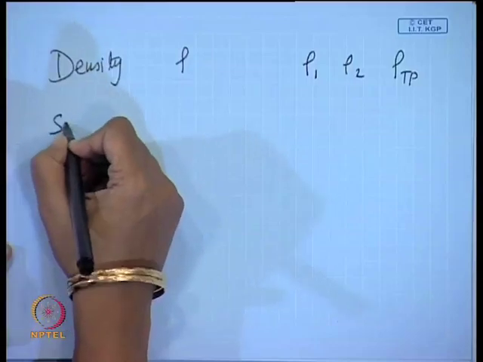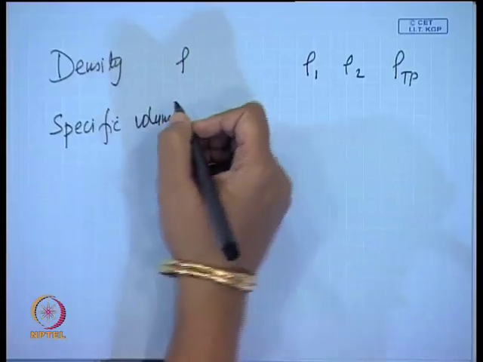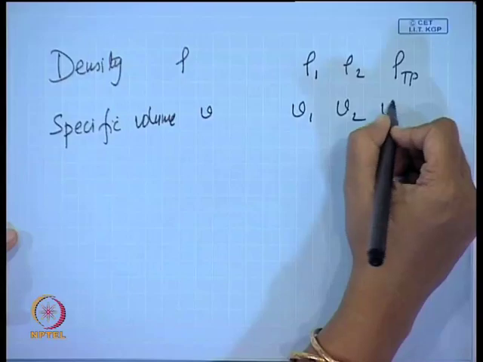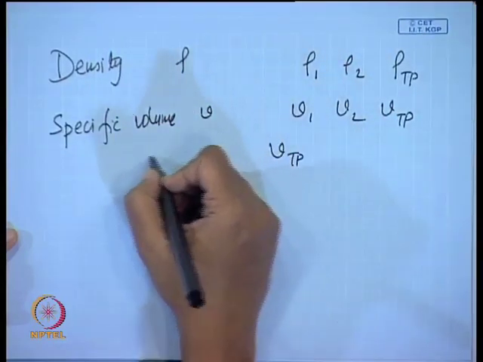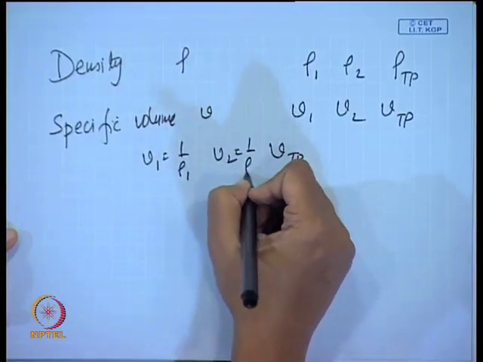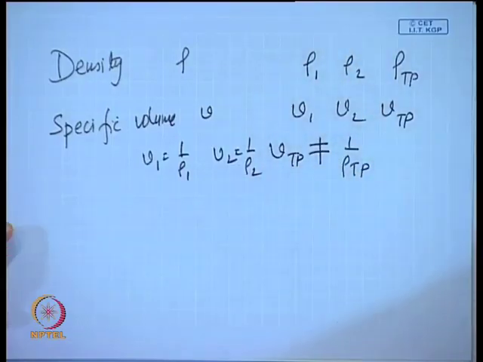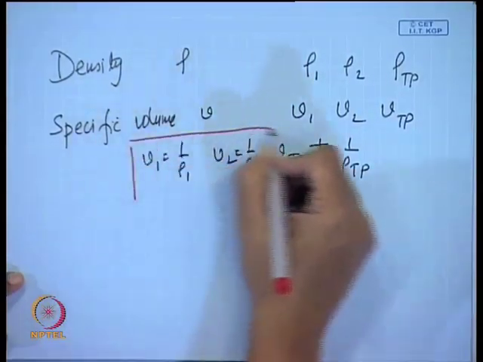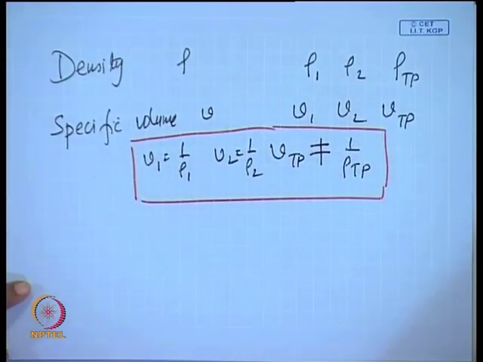Next we have a specific volume. I have a slide for this as well. So, I will be showing you the slide after I complete this, and VTP. And remember one thing which we have already discussed, that V1 equals 1 by rho 1, V2 equals 1 by rho 2, but VTP is not equal to 1 by rho TP. Please remember this, this is something very, very important. We have already discussed it I think in the introduction class, isn't it?